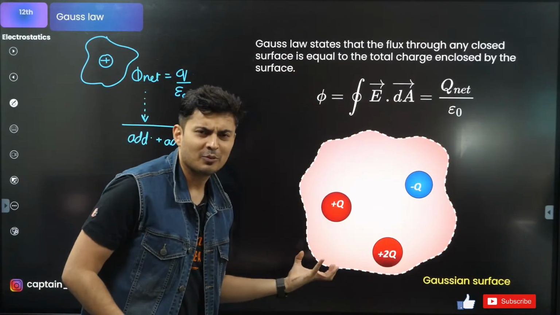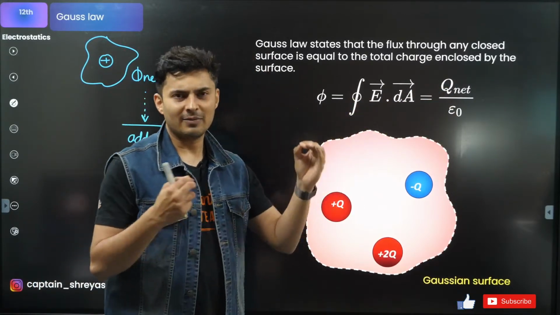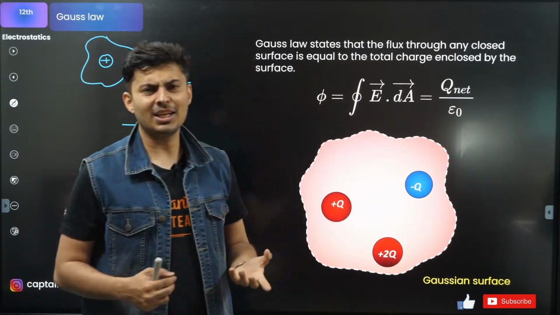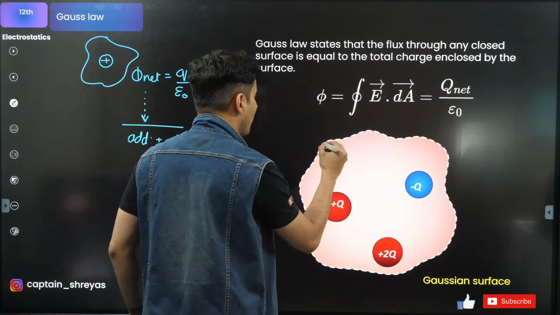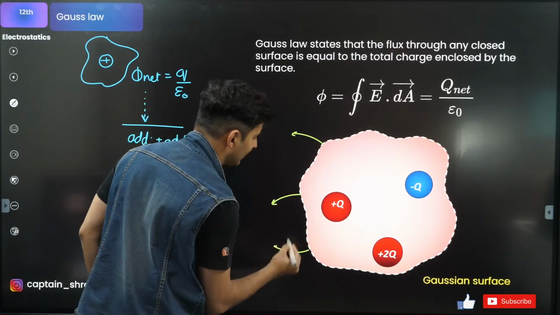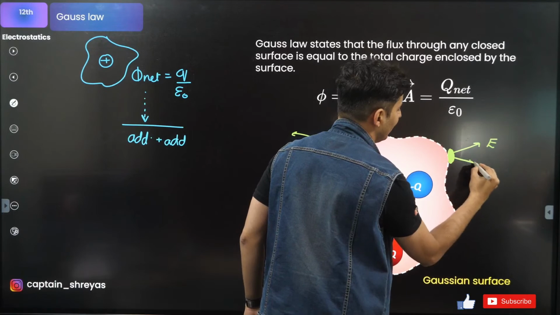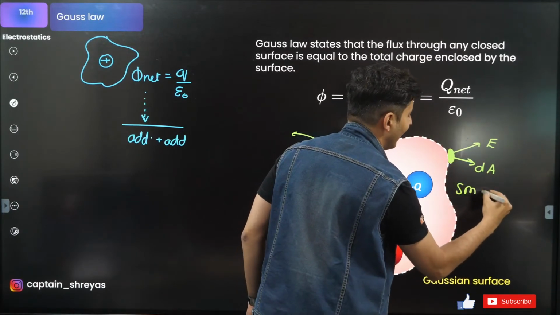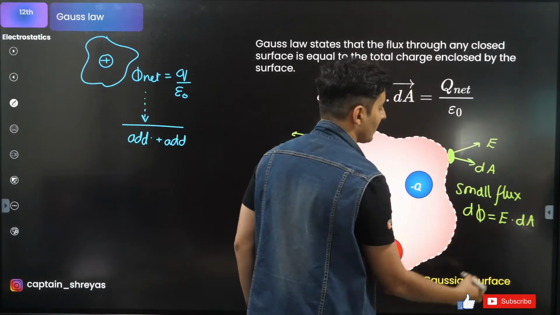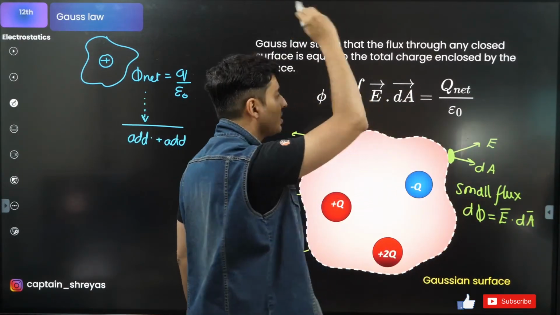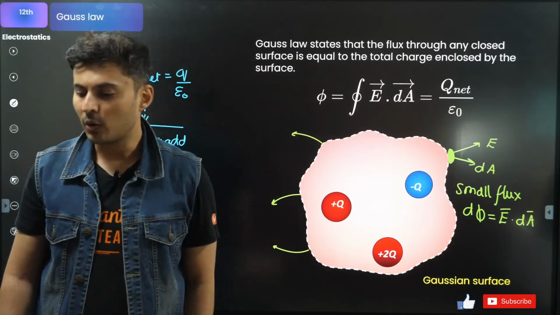Then I will get the law called Gauss's law. It says the total flux from a closed surface is charge inside by epsilon naught. And flux is nothing but electric field into area. Now why has this integration come, you might ask? Reason is the field is not the same everywhere. Somewhere the field might be like this. Maybe at this point, through that small area, which I will call dA, the small flux d phi will be E dot dA. So the total flux will be the integration of that. That's all. I hope this is clear.